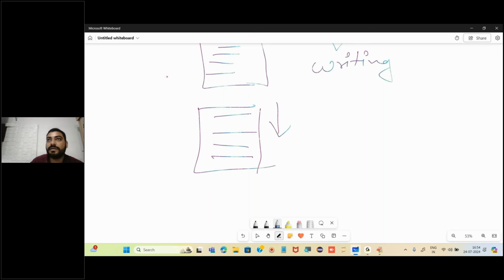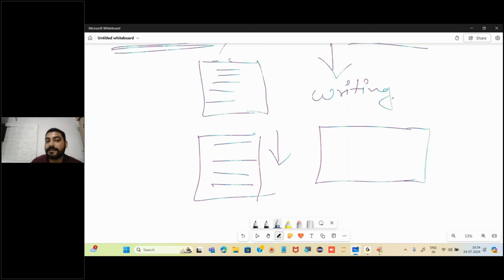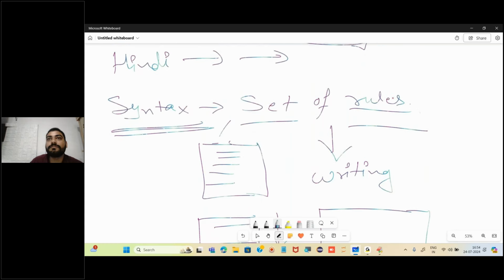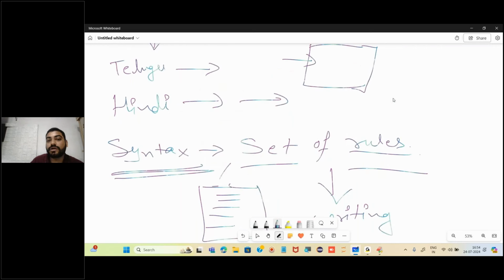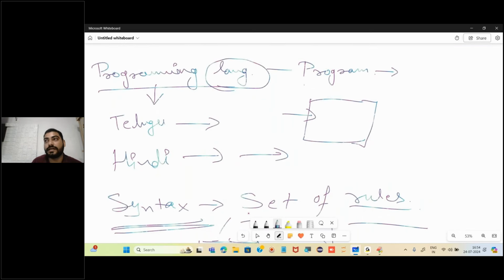Here, in programming language also, we have to follow a set of rules. That is nothing but the syntax. Are you getting it? Yes or no? Fine. And so what is programming language? To communicate with the system.